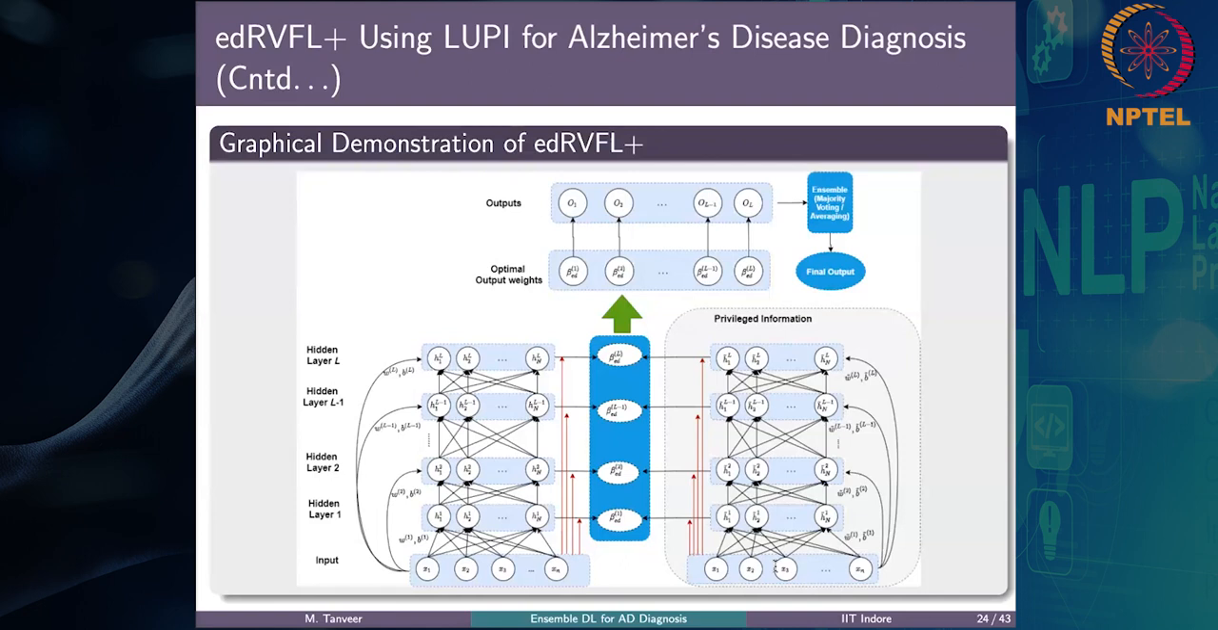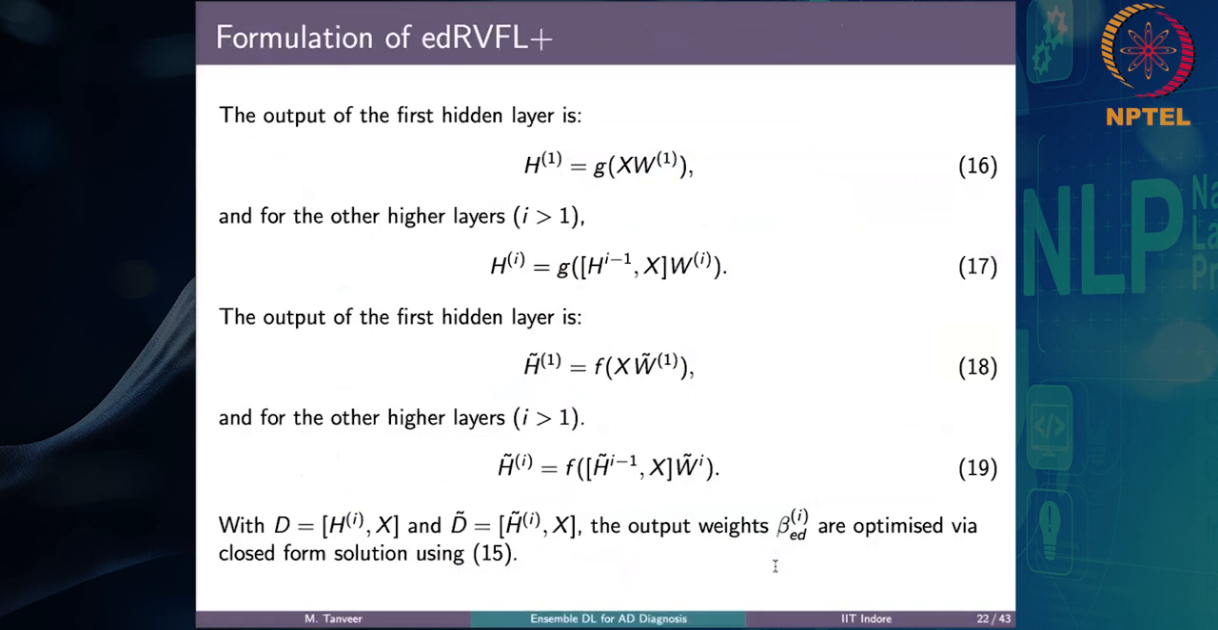Similar to the normal part, we fix the rectangular structure with n hidden nodes in each hidden layer of the L-layer architecture. Each privilege hidden layer receives as input the output of the previous privilege layer and the original features. So essentially we can write the output of the first hidden layer as H tilde 1 equal to f(X W tilde 1), and then for higher levels in the same manner. When we concatenate, we can find the solution and then optimize it.